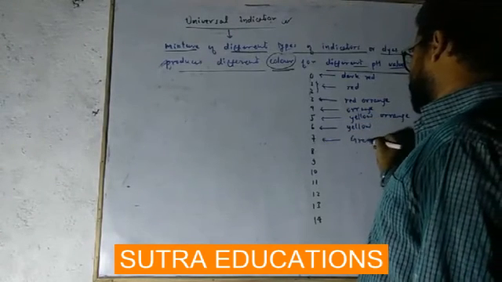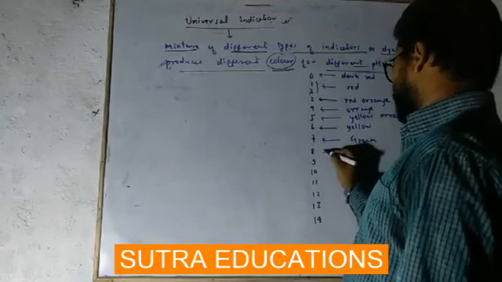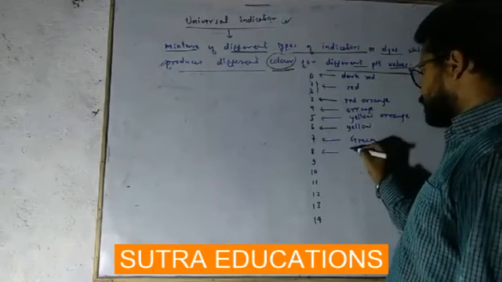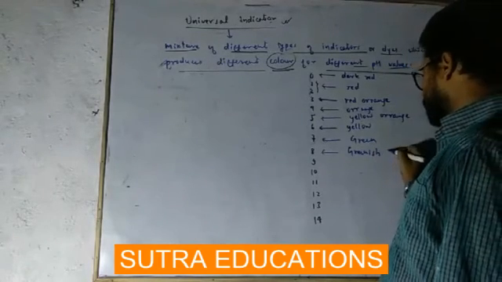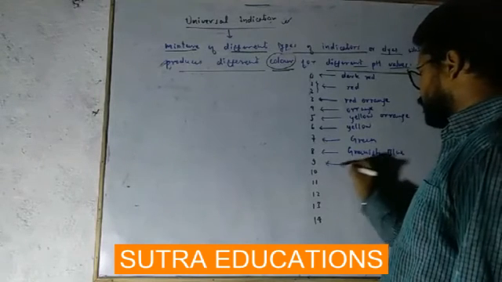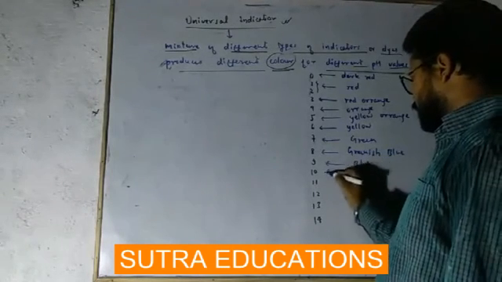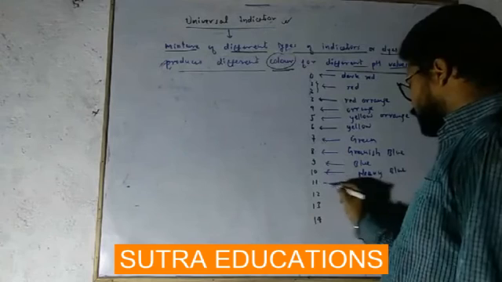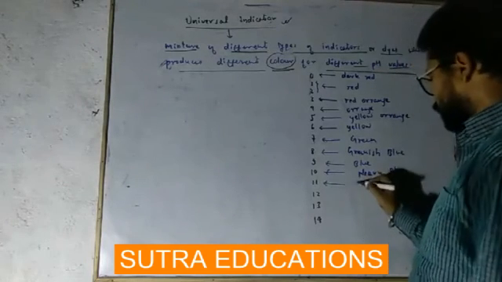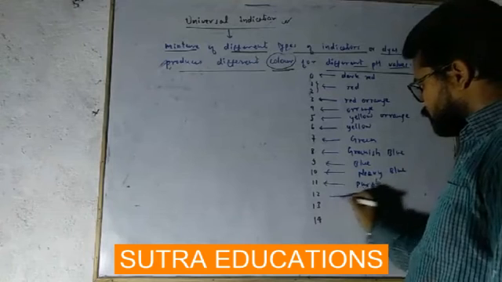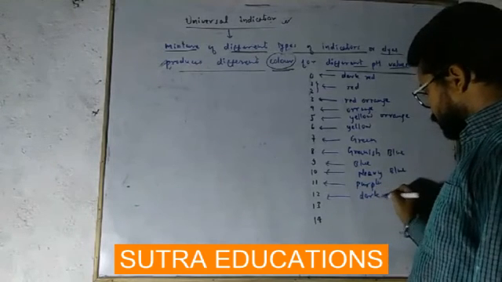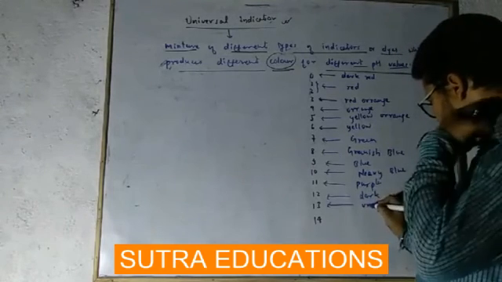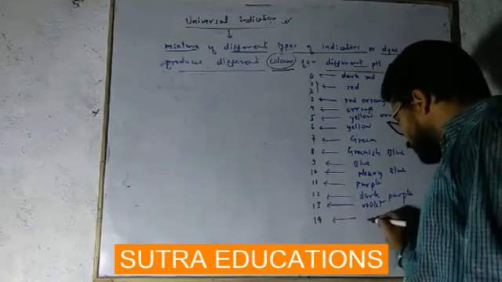green. Okay. For 8 it is greenish blue. For 9 it is blue. For 10 it is navy blue. For 11 it is purple. For 12 it is dark purple. For 13 it is violet, and for 14 also it is violet.